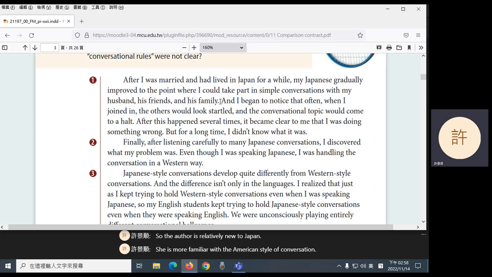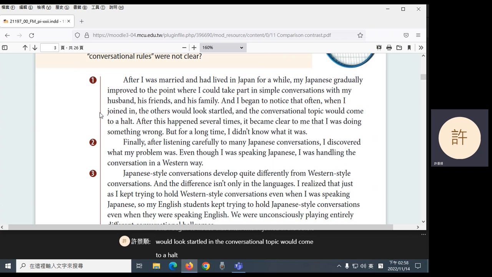And I began to notice that often when I joined in, the others would look startled and the conversational topic would come to a halt. So often when she tries to join a conversation, people look surprised and the conversation stops.